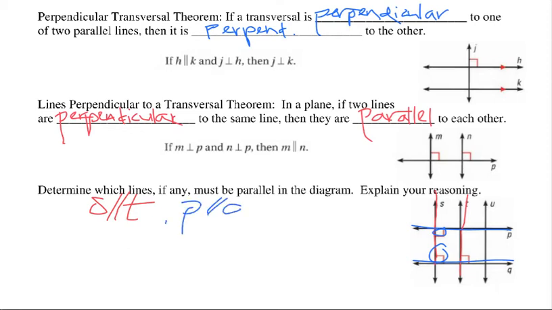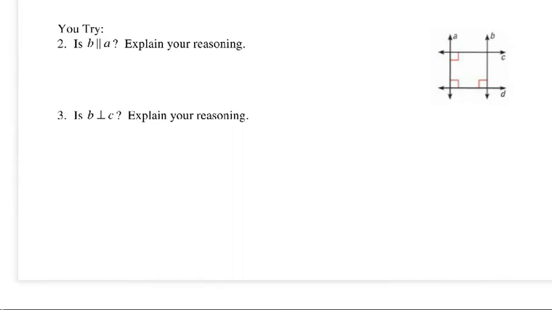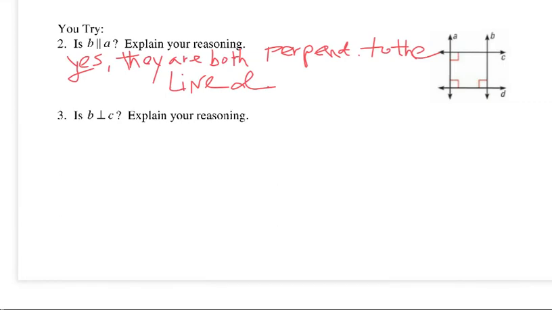To figure out if line B is parallel to line A, we need to see that both of those lines are perpendicular to the same line, and they are perpendicular to line D. So yes, A and B are going to be parallel to each other. For the same reason, lines C and D will be parallel to each other, and because we've got 90 degrees, 90 degrees, and 90 degrees, that means that right here is also going to be 90 degrees. So this next one would be yes, they are going to be perpendicular, because all four of those angles are going to be right angles.